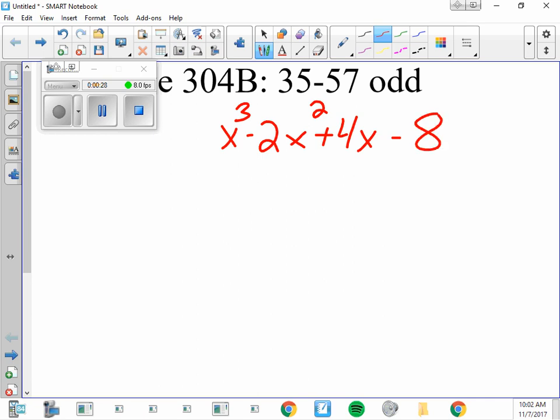Before we do any dividing, how many roots does this polynomial have? 3, because it's an x to the third. What are the possible roots? Plus or minus 1, plus or minus 2, 4, and 8. Do I need to create any fractions? No, because the leading coefficient is 1.